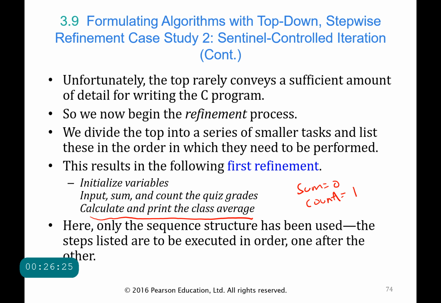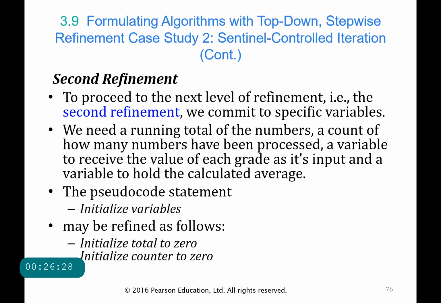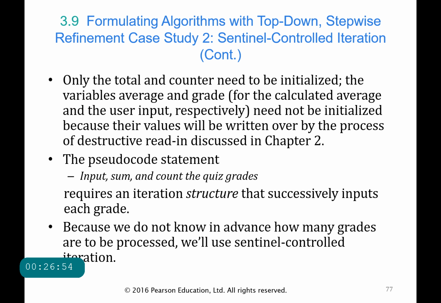How do we do that? Let's see if we break it down further. So in the second refinement, we could write this as follows. The pseudocode statement first is initialize the variables. You can actually break this down further into two statements: initialize total to 0, initialize counter to 0, and then the pseudocode statement which says input sum and count the quiz grades. How do we actually break this down? Well, this requires a bit more attention.